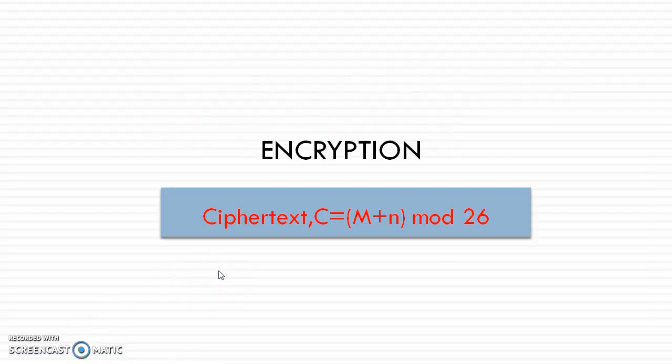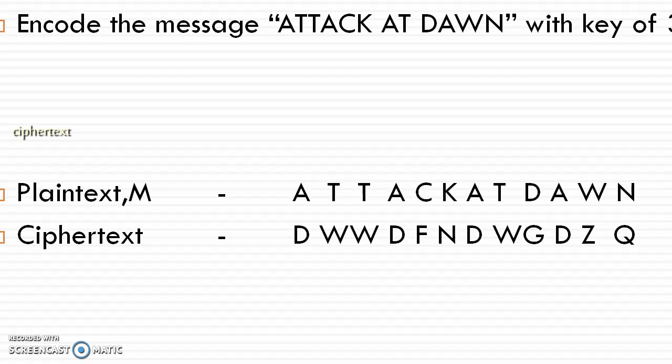So first of all, how the encryption is performed using a Caesar cipher. In Caesar cipher, the ciphertext is obtained as C is equal to M plus N mod 26, where C is the ciphertext or the message obtained after encryption, M is the plain text, that is a message to be encrypted, N is the number of places to be shifted. That is how encryption is performed in Caesar cipher. Here this 26 represents the total number of characters in the English alphabet. Now we will see some examples.